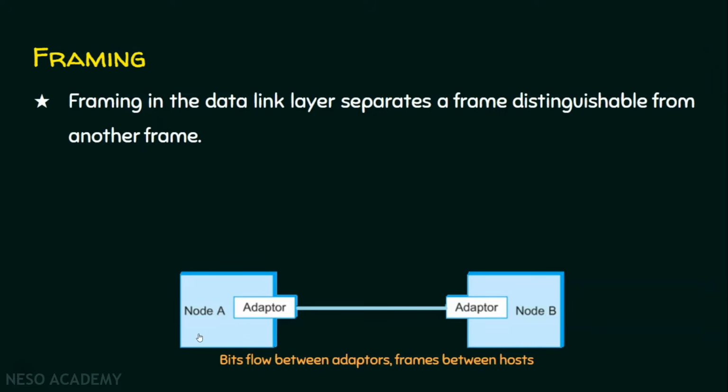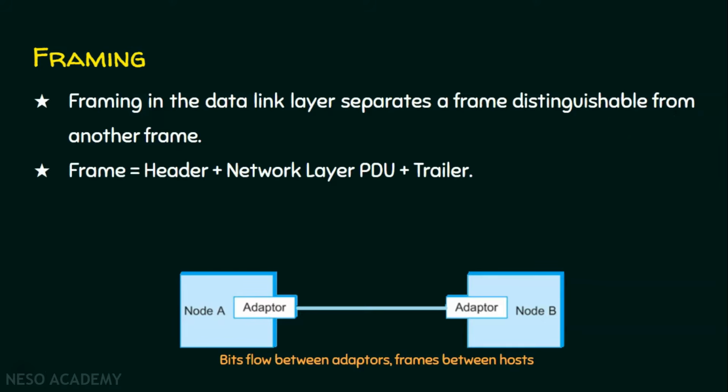Suppose node A wants to send a bulk of information to node B, and this cannot be sent as a single frame, so node A creates 10 frames, for example. All these 10 frames are placed on the medium, and we expect the receiver to understand that there are 10 frames. The receiver's adapter receives the continuous zeros and ones. It becomes the responsibility of the receiver node to construct the frames exactly as they were sent. So framing in the data link layer makes one frame distinguishable from another frame. And we know that a frame is the network layer PDU with the header and the trailer of the data link layer added.